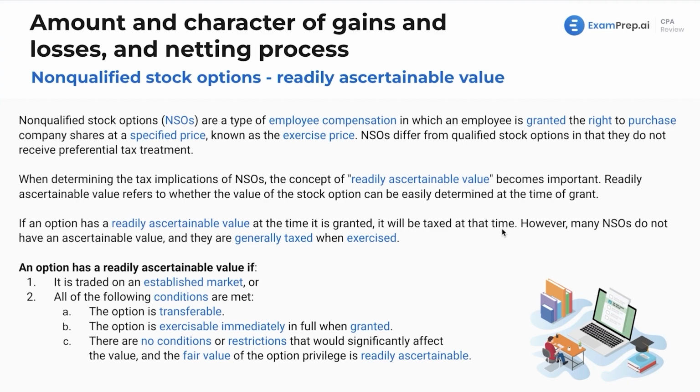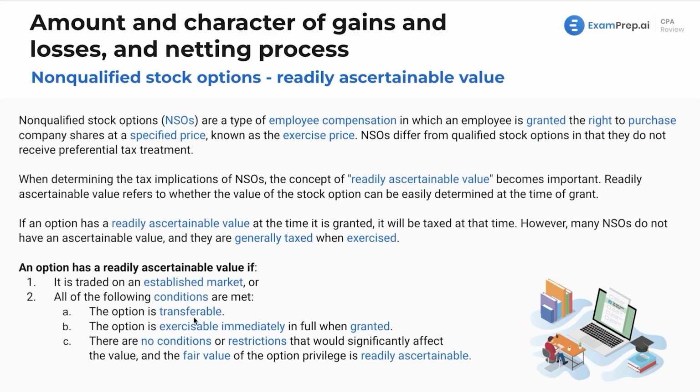Because it's like, hey, here's the value you're getting. Okay. Just like many topics throughout the exam, if you can identify an amount for it, you can get taxed on it. Same with financial accounting. If you can identify an amount, you should probably accrue for it. However, many NSOs do not have this value, as we talked about, so they're generally taxed when they're exercised. An option has this value if it's traded on an established market, or if all of the conditions are met.